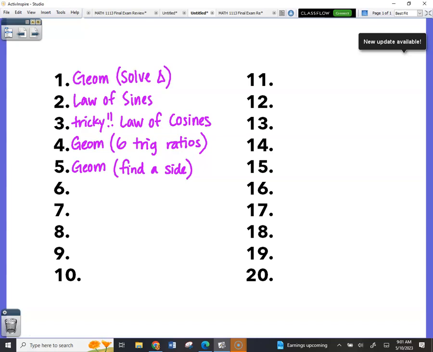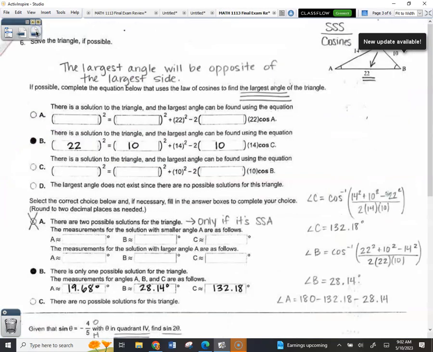Number 7, no, that was 5. Number 6 was law of cosines, and it was fill in the blank. The first part was just fill in the blank. The second part was actually finish it, solve it. You did have to pay attention to the directions right here. It is saying find the largest angle of the triangle.